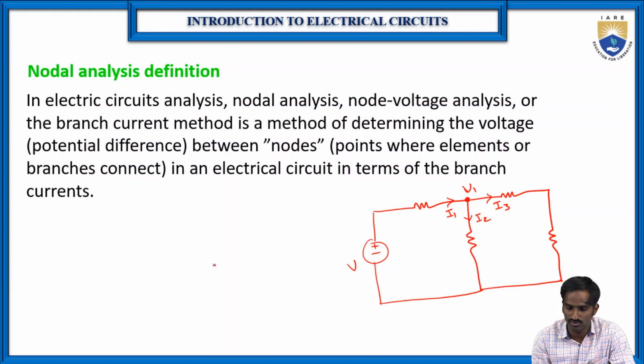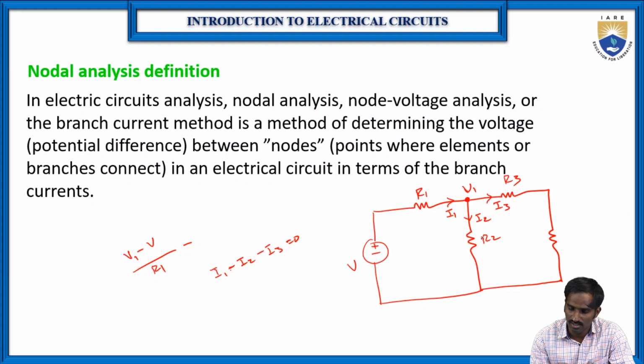Kirchhoff's current law. Which means I1 minus I2 minus I3 is equal to 0. So the node voltage equations in terms of the current that we usually write. Then I1 is equal to (V1 minus V) by the resistor, let us consider it is R1. So that is I1, minus I2. I2 is the current flowing through R2 and I3 is the current flowing through R3.